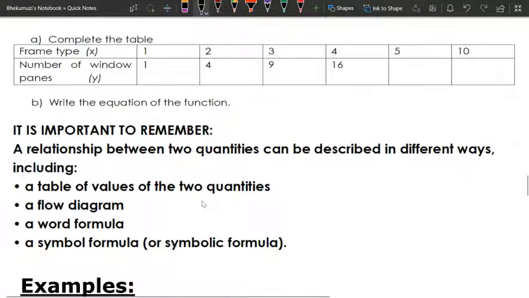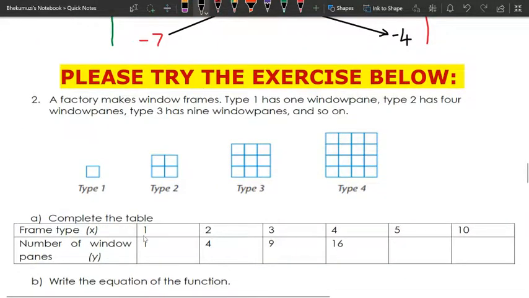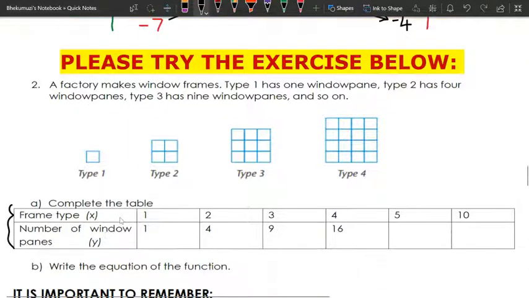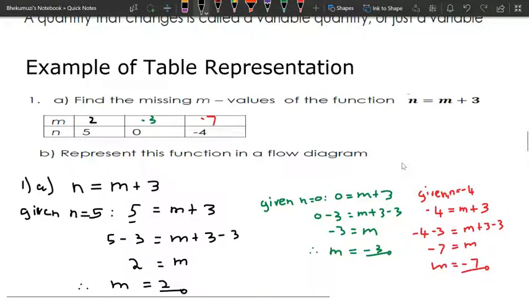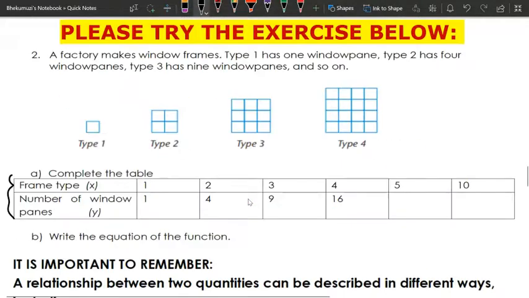It is important to remember the important things here. A relationship between two quantities can be described in different ways, including a table of values, a flow diagram, a word formula, and a symbolic formula. We have seen the table representation, which is this one here, and also the flow diagram, which is this, and also the formula representation, which we've seen over there as well.